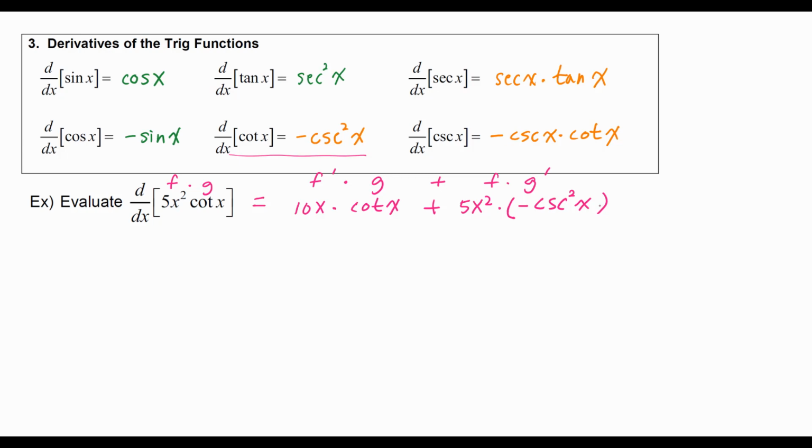We do have a common factor, correct? I got 10x and 5x squared. They both have a common factor, 5x. So let's take the 5x out. So your answer is gonna be 5x times 2 cotangent x minus, you still have an x because you only took the 5x out from the 5x squared, cosecant squared x. I think that's good enough. You can leave your answer like this.